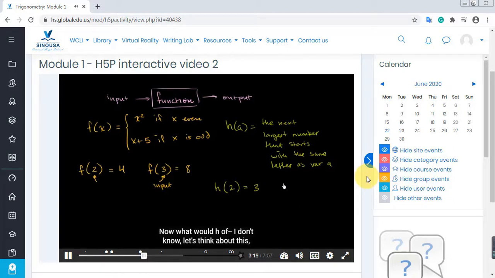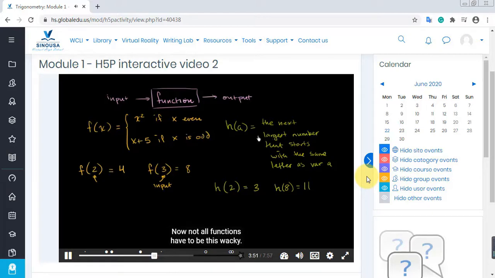Now, what would h of, I don't know, let's think about this. What would h of 8 be equal to? Well, 8 starts with an e. The next largest number that starts with an e, so it's not 9, 10, it would be 11. And so now you see it's a very, very general tool. This h function that we just defined, we'll look at the letter that the number starts with in English, and then it's doing this really wacky thing.